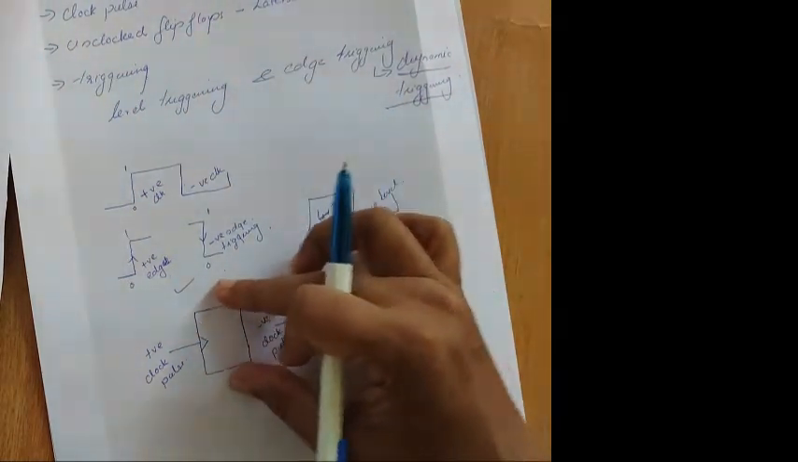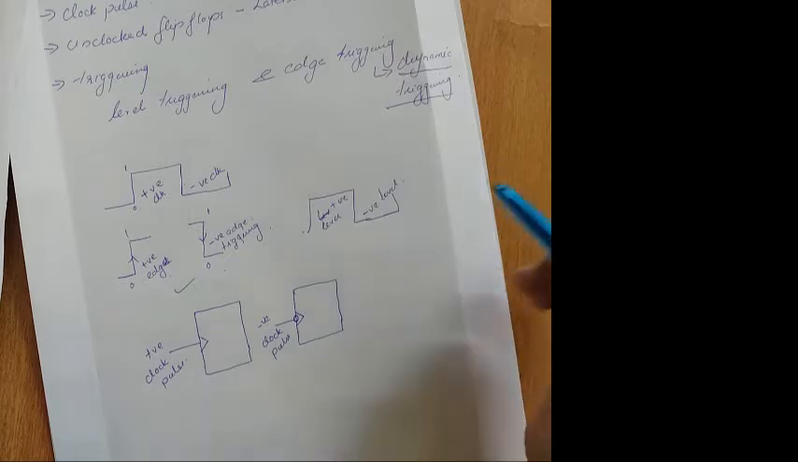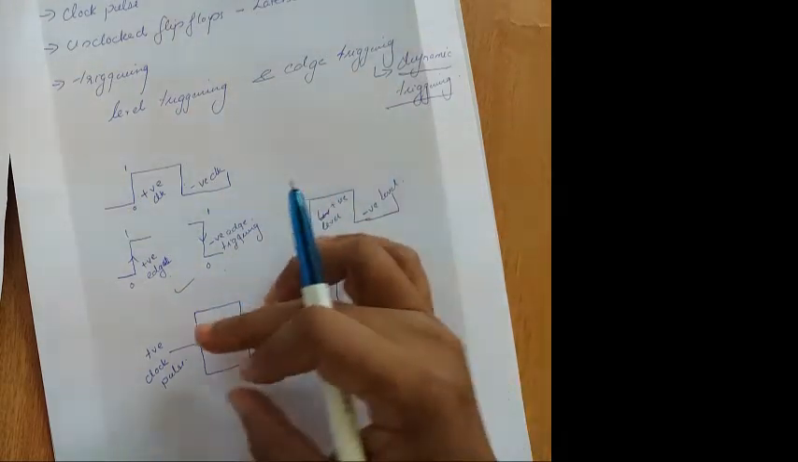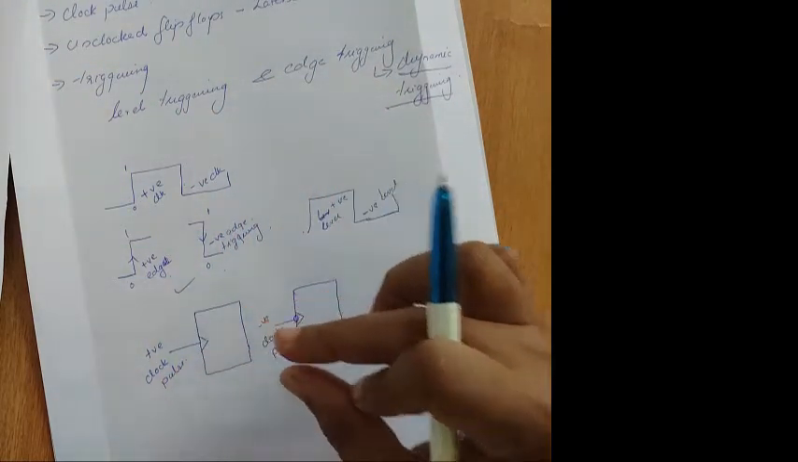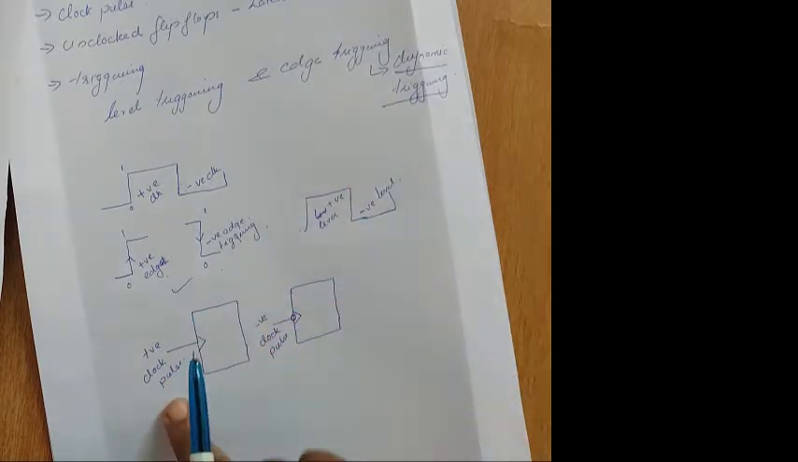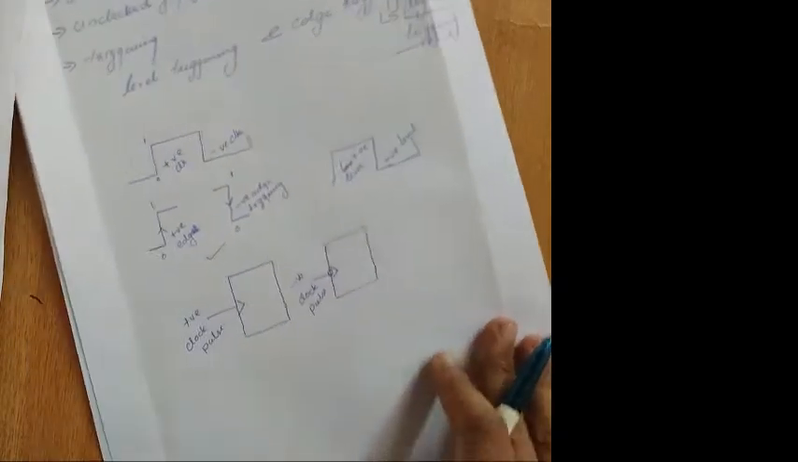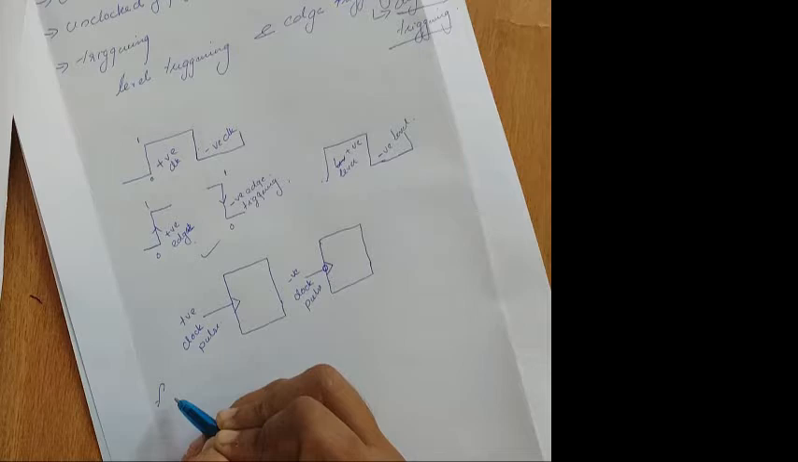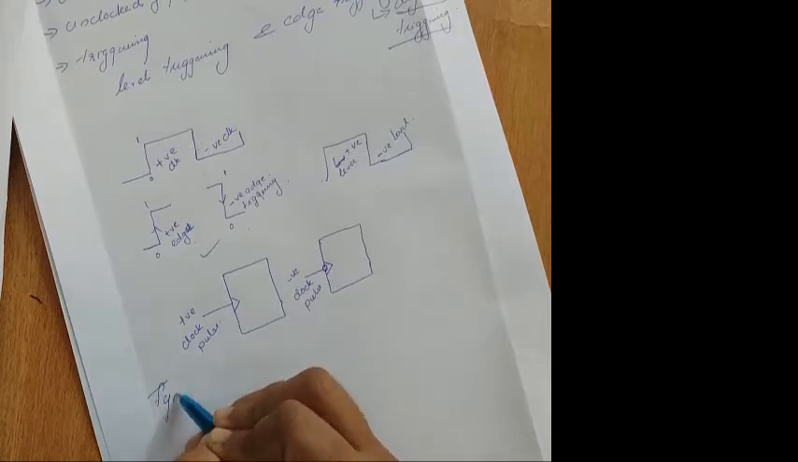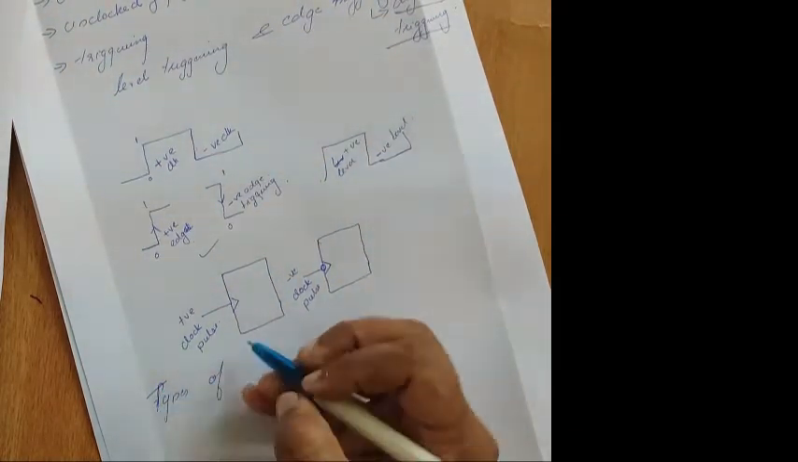Okay, if you are calling it a flip-flop, this is a flip-flop because it stores only one bit of data at a time. You need an external device for getting this flip-flop activated, that is called the clock pulse. Okay, now the flip-flops are classified into different types of flip-flop.